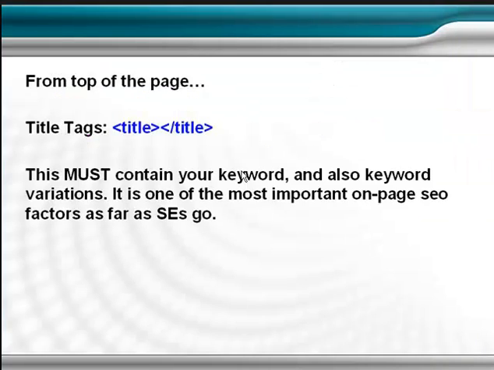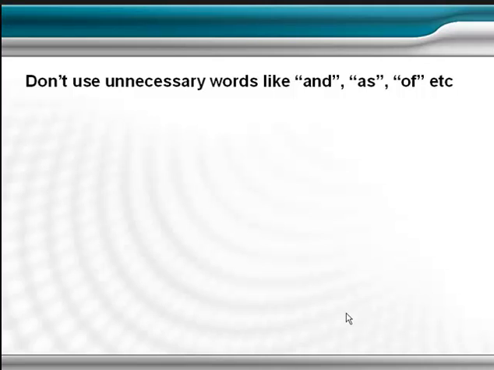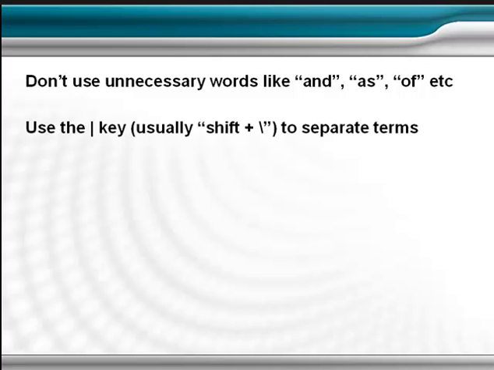So this must contain your keyword, and try and get some keyword variations in there as well. It's probably one of the most important on-page factors as far as search engines go. One thing to note is don't use unnecessary words like and, as, of, or those. What you can use instead is keep it short and use, I'm not sure the proper name, I call it the pipe key because it looks like a downward drain pipe. It's usually shift and the backslash key, you see it on your keyboard, and use this to separate the terms.